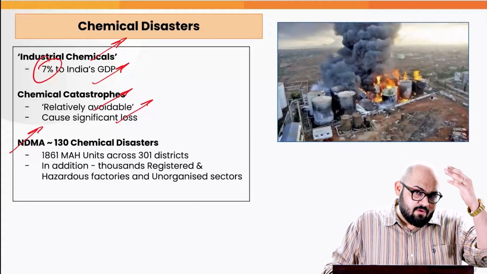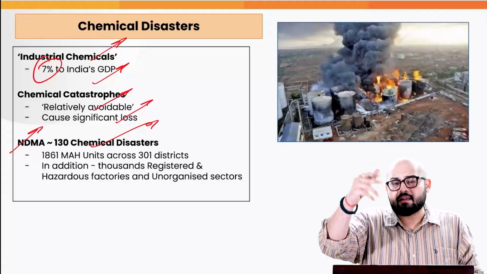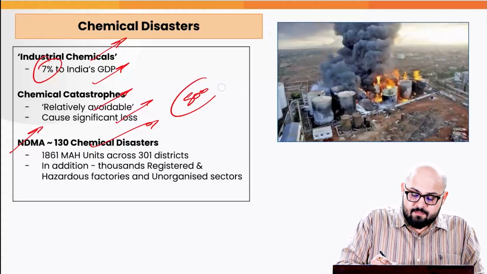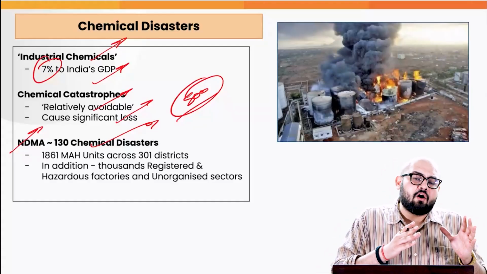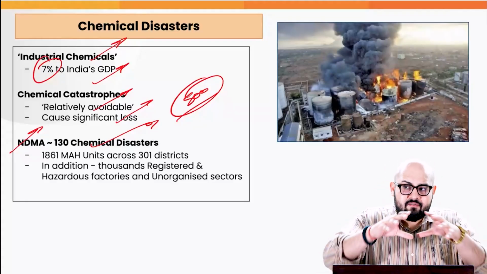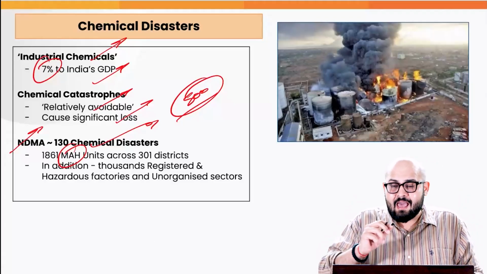This has said in one of its reports that there have been almost 130 chemical disasters in the last decade. And this has led to the loss of almost 500 lives. Now, NDMA, on the basis of the disaster risks, has classified different areas in the country as major accident hazard units, MAH units.